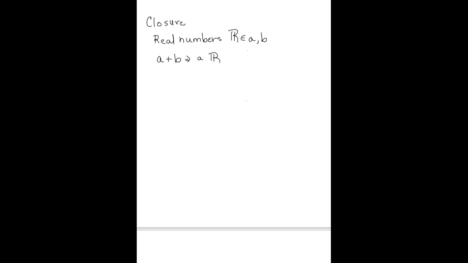You can also have real numbers A and B, and when you multiply A times B, you also get a real number. And that's pretty much what it says about closure. All right, so now we're going to talk about commutative property.